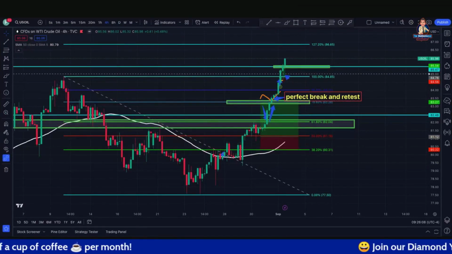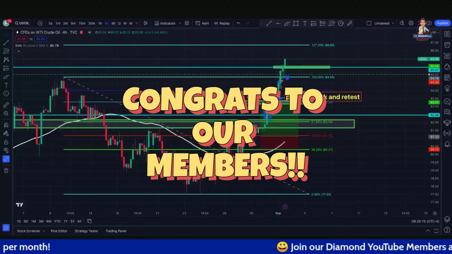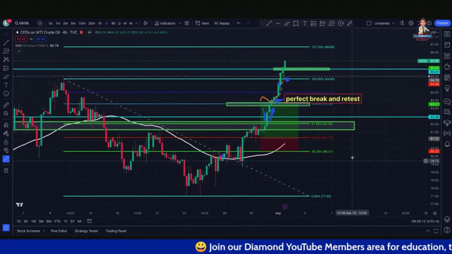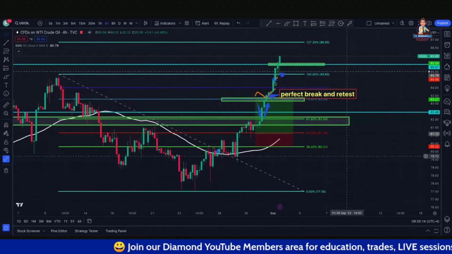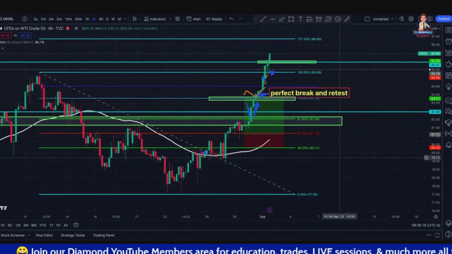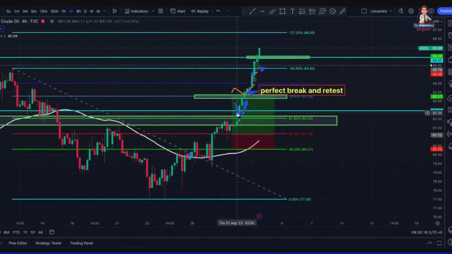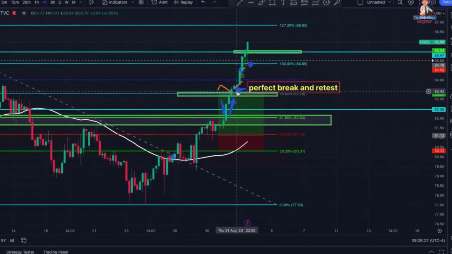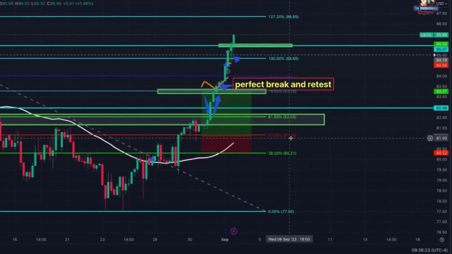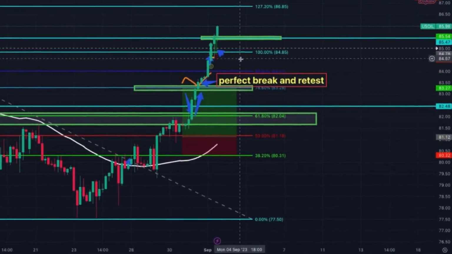Congratulations to our members in the diamond area. We took a lot of these trade opportunities from last week. So again, congratulations. We had this first setup right up here, and then we had a perfect break and retest right above that 83.35 area, and we went up to our next zone.